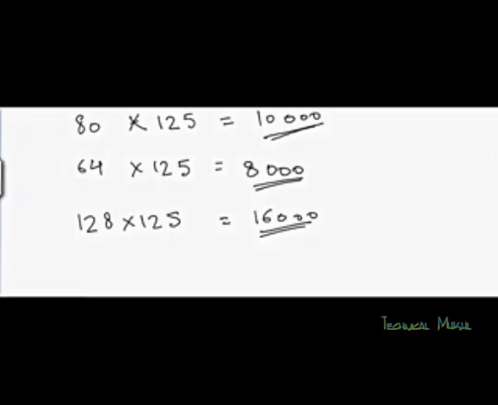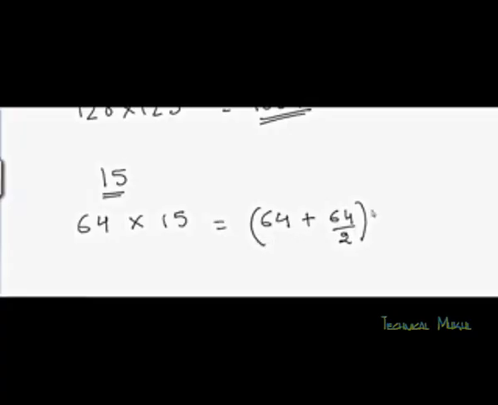So now let's go to multiplication by 15. In case of 15, this is a little different. Suppose we have 64 and want to multiply it by 15. In this case, what I will do is I will take 64 and then I will add 64 divided by 2 to it, and then multiply by 10. So that will be equal to 64 plus 32 into 10, and that's equal to 960, right?